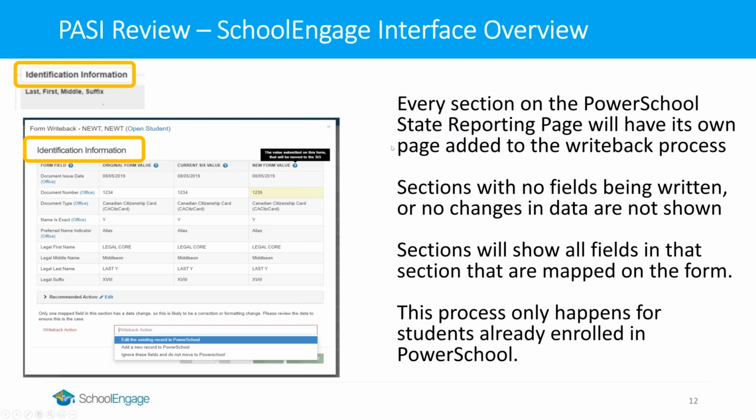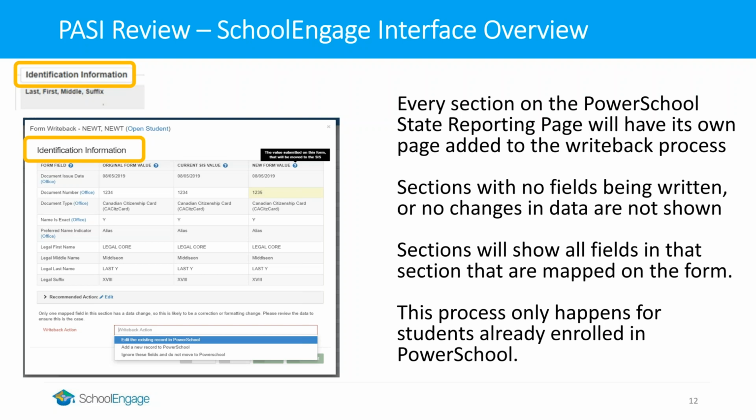So what we've tried to do in SchoolEngage is mimic this state reporting page as closely as possible. There are about 10 core sections on that Alberta state page: your other name, identification information, preferred address, preferred phone, etc. We've added each of those as a new page in the writeback process where you can deal with them one-on-one. One of the big reasons we did this as pages is that when you're in PowerSchool itself, you still have to hit that little plus or pencil icon for each section. You can't just change everything. And so we wanted to, again, mimic that workflow.